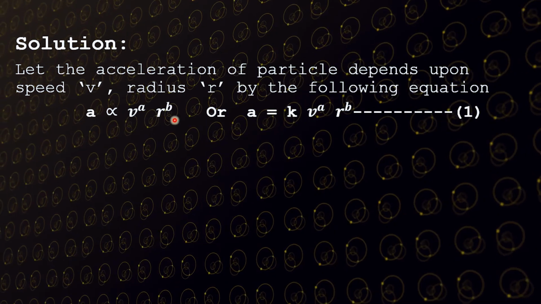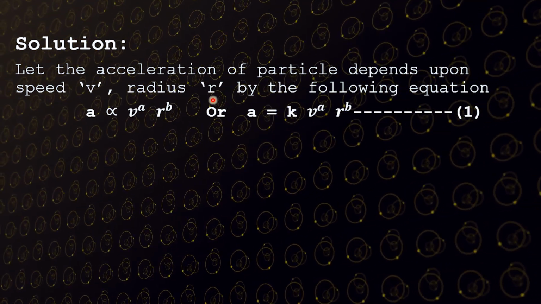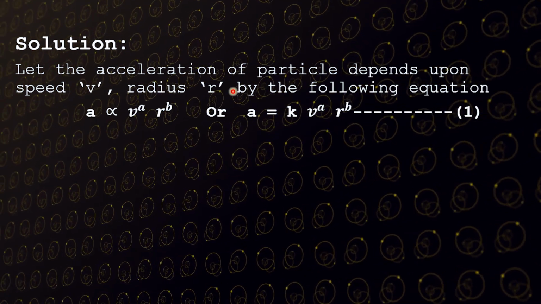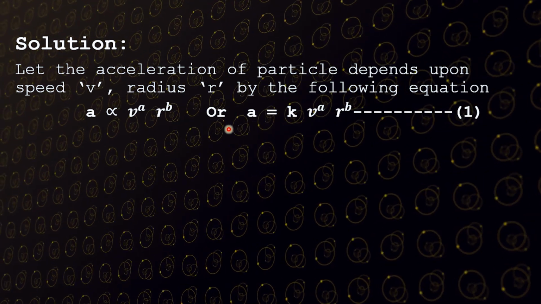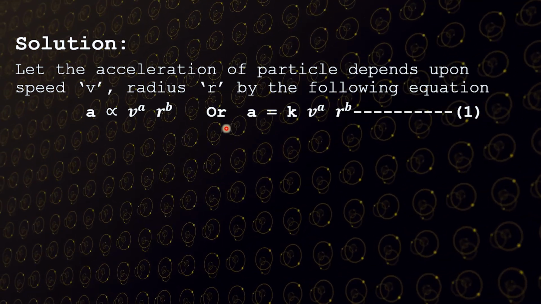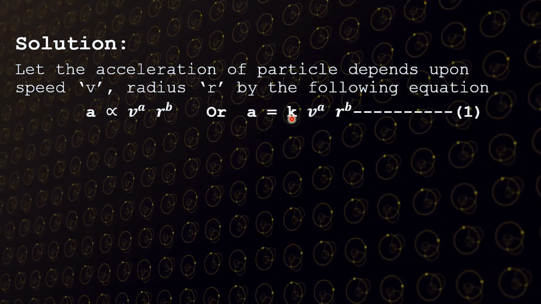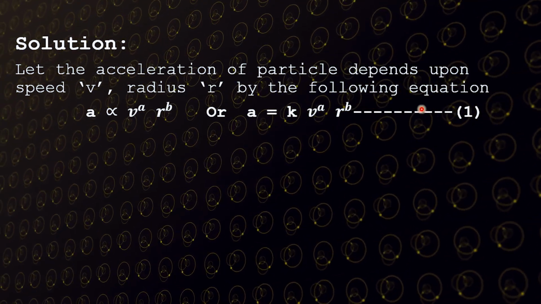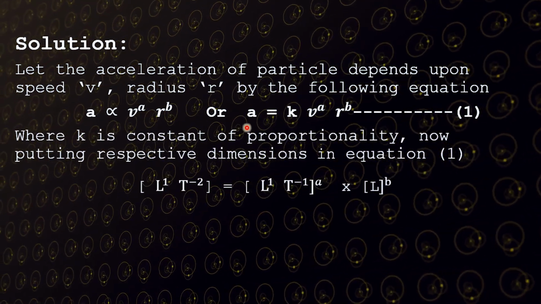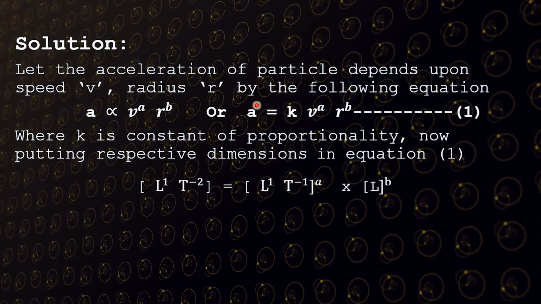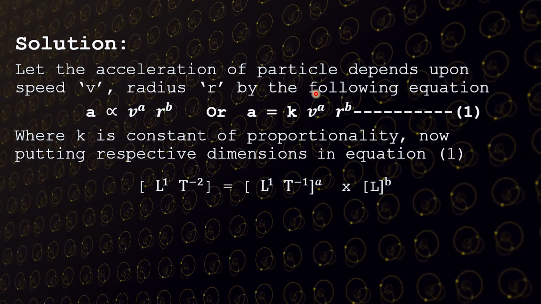Let's suppose if any physical quantity depends on three factors, then you will write the third factor here along with the power c. And this is the way you are going to derive some other physical quantities. Now, when you remove the proportionality, there will be equality and a constant k, and give it the name equation number 1. So the next step will be you are going to put the dimensions of left and right side in this equation number 1.